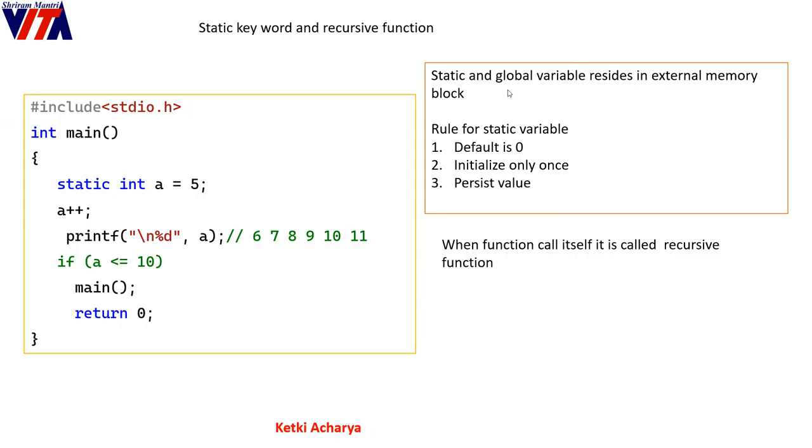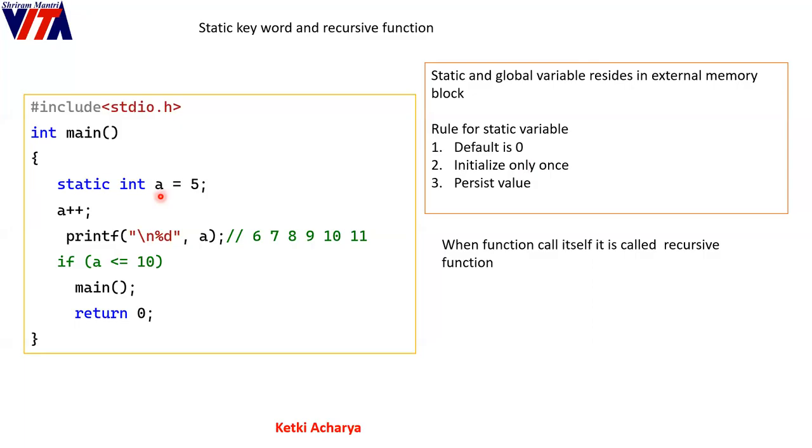Before we start, you should know the rule of the static variable. The rule says, if you do not initialize the static variable, it will have a default value 0. It initializes only once and persists value. Initialize only once means when you read static int a equal to 5, it will read this statement only one time.